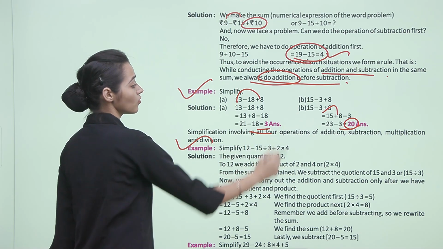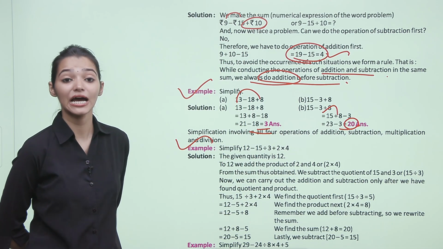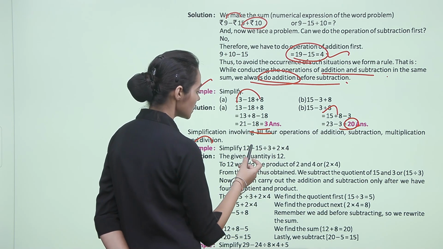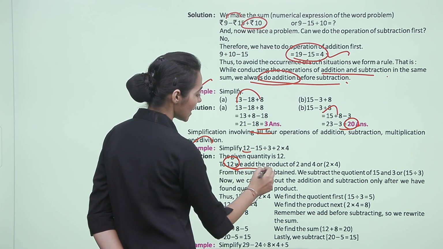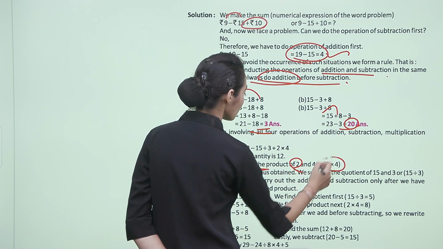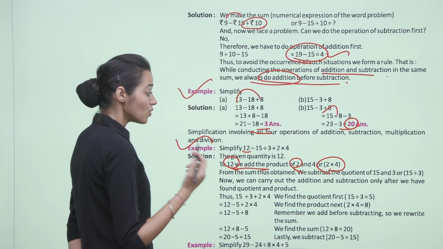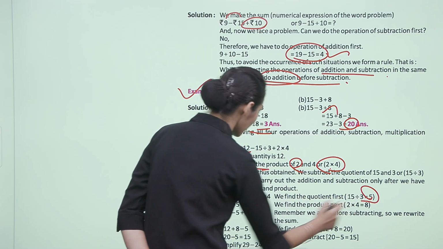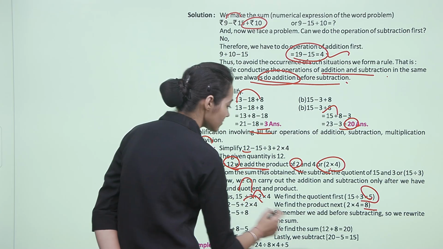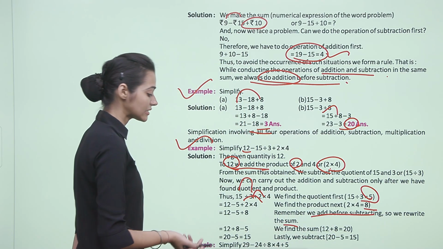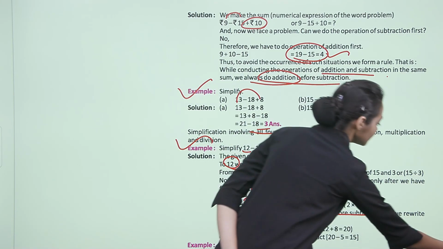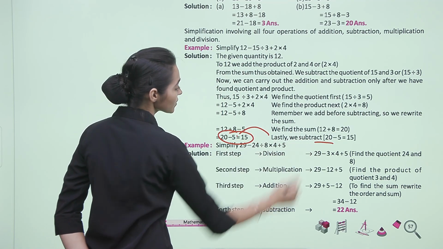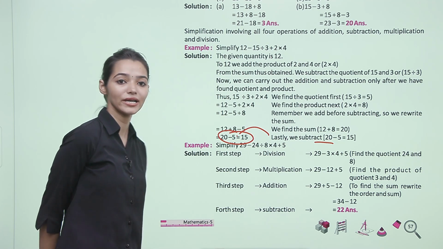Now simplification involving 4 operations, that is addition, subtraction, multiplication and division. Now here we have to simplify this term. Firstly the given quantity is 12, and 4 into 2 becomes 8. When we divide it we will find the quotient as 5. After that we will find the sum before subtracting, and the sum is 12 plus 8, that is 20. 20 minus 5 is 15. So 15 is our required answer.